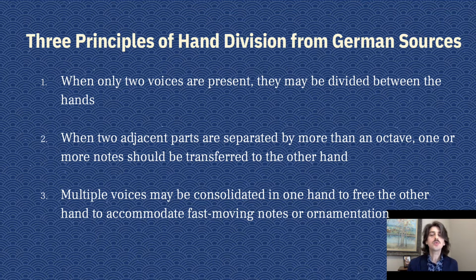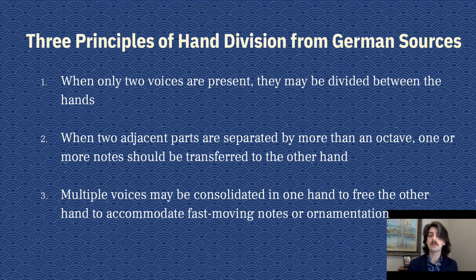Taken together, three principles of hand division emerge from German sources. First, when only two voices are present, they may be divided between the hands. Second, when two adjacent parts are separated by more than an octave, one or more notes should be transferred to the other hand. And third, multiple voices may be consolidated in one hand to free the other hand to accommodate fast-moving notes or ornamentation.